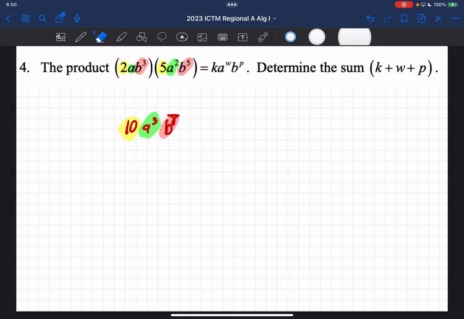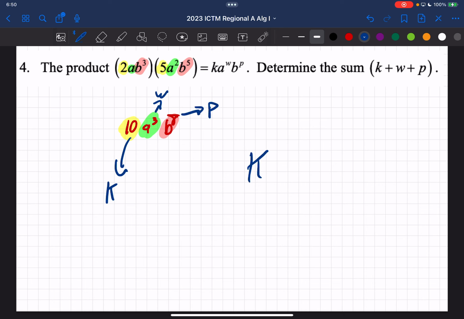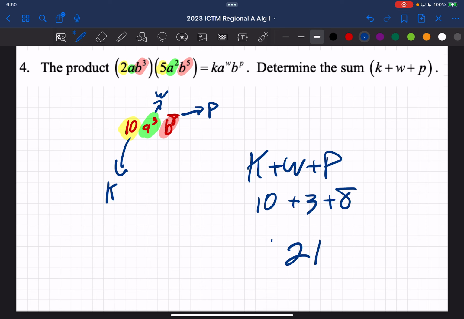All right. So now what we've got is k. Let's change this right here. This number is k. This number right here is w. This number right here is p. So if I want k plus w plus p, that's going to be 10 plus 3 plus 8, which is 21.